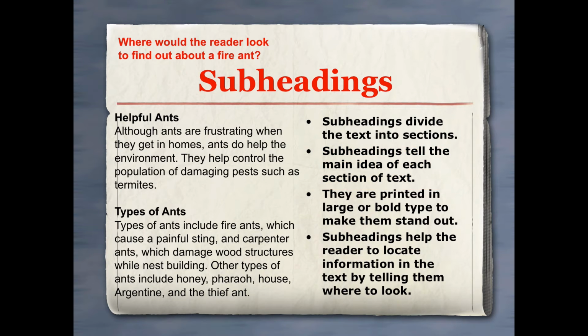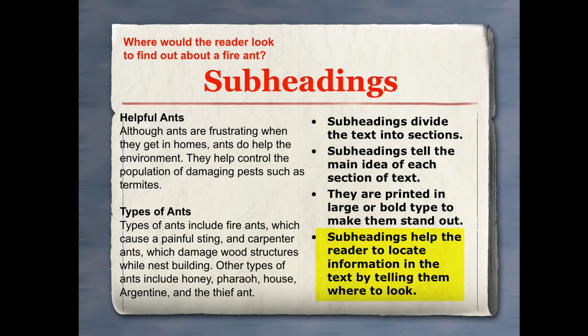So when you read that section, you can look at the little subheading, then you can read that section, and then you could do a recall or a retell of just that section. It's easy to find them because they are printed in large or bold type, and they stand out. They help you locate information in the text by telling you what section to look in. So here we have two subheadings, helpful ants and types of ants.